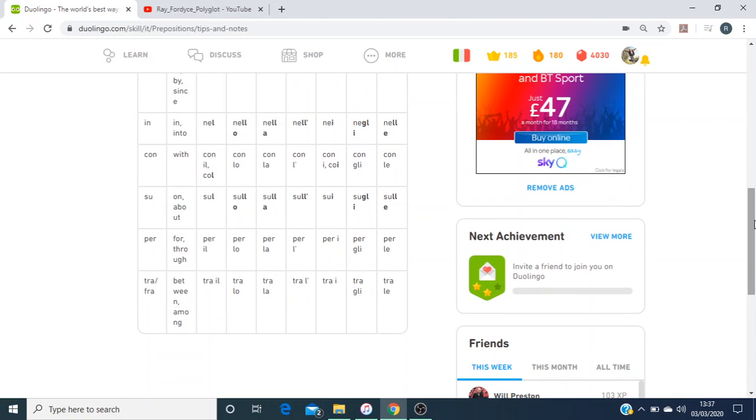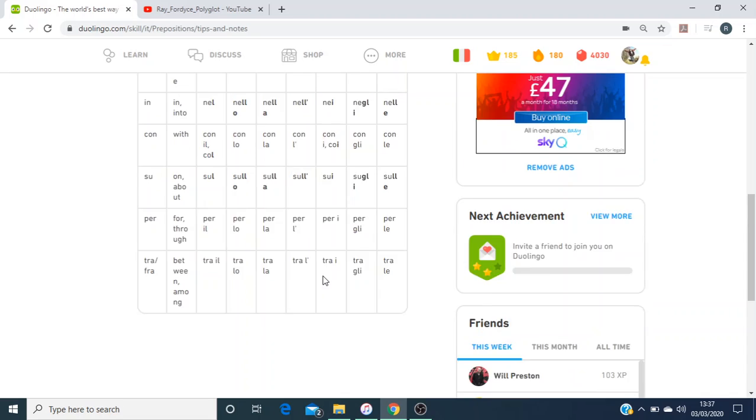And the rest of these prepositions, you don't combine them. So per il, per lo, per la. There's no pel, pello, whatever. And same with tra and fra. Alright, okay, that's all the notes for that.